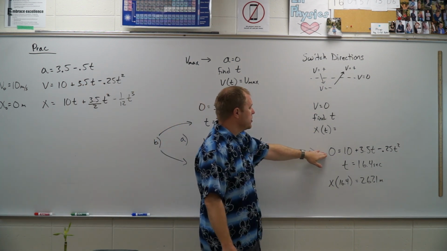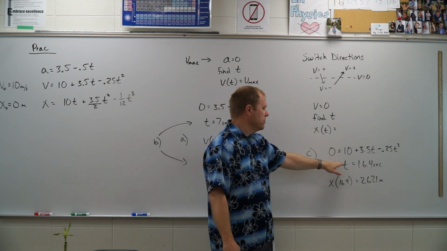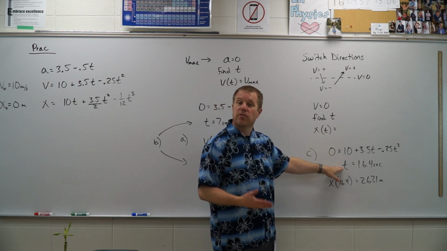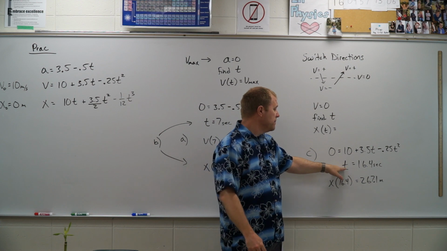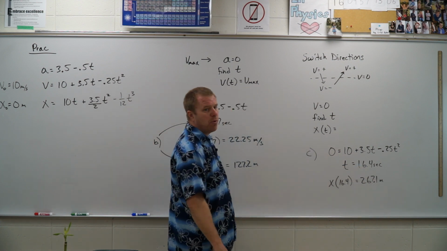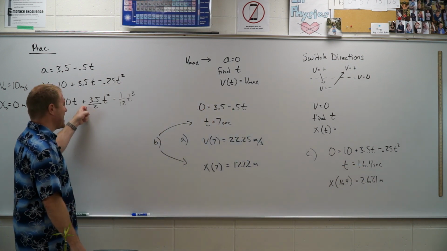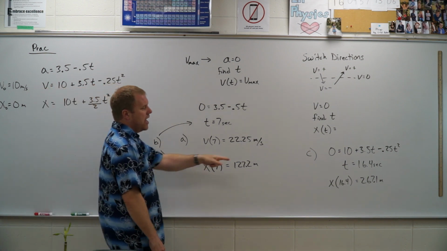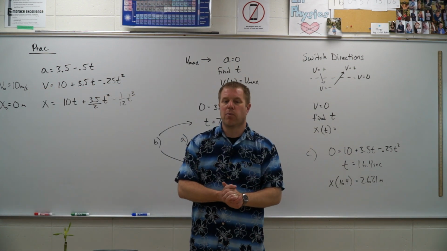So go ahead, set your velocity function equal to 0. Looks like you're going to have to plug that into Solver or PolySimul 2, either one. Solve for that time of 16.4 seconds. Go ahead, plug that back into your position function and get the 267.1 meters.